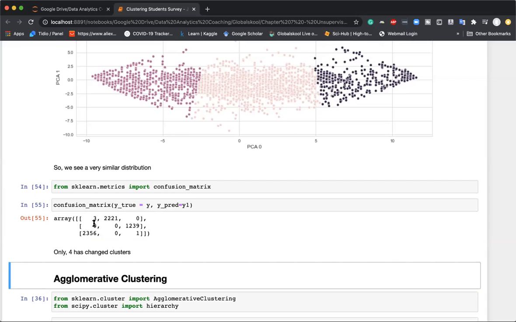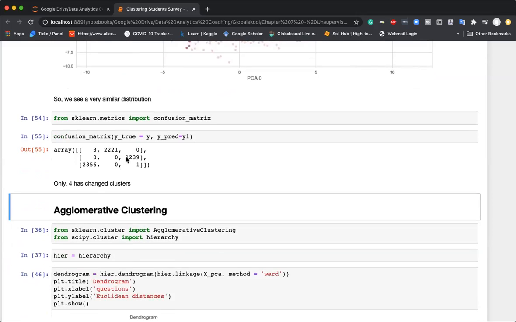I see that only 4 data points have changed clusters from the PCA model to the whole model, which gives us a good proof that PCA is actually a very good representation of the entire data set. That is, only 4 values out of 5,820 have changed their groups. Apart from that, all the data points belong to similar groups as before. So this was an example using k-means.